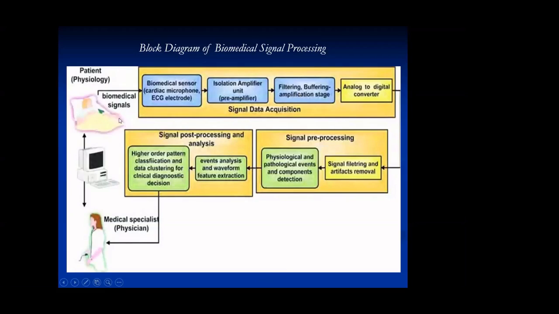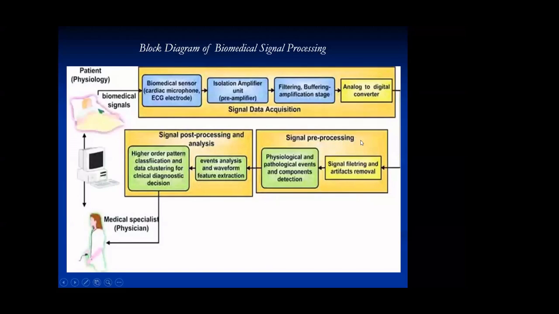And we need to filter, because the signals recorded from the patient are very low in amplitude, and they will be corrupted by a lot of noise. Because of that, we have to do some filtering and amplification. Till now we have the analog signal here. Then, because we have to use digital signal processing, we have to convert the analog signal into a digital signal. From here onwards, the blocks shown in the second row are called digital signal processing blocks. We will also discuss the advantages in the coming slides.